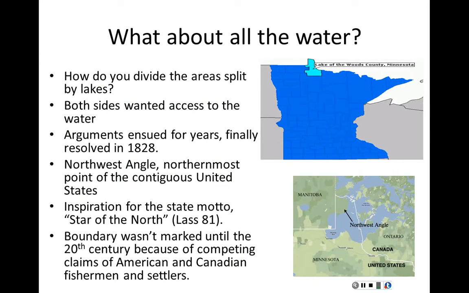So now we get to a really, really funny part. And how do you divide all that water? And coming up with a treaty that can split the water access into these. So both sides want access to the rivers. We have the War of 1812 with the British that lasts until the end of 1814. But after that, relations normalized and actually got friendly.